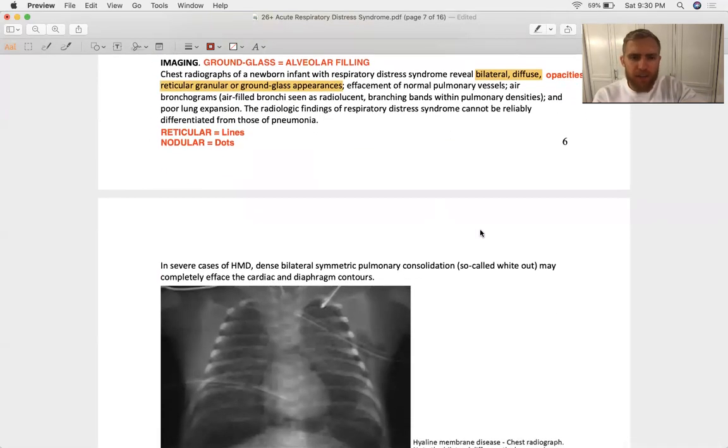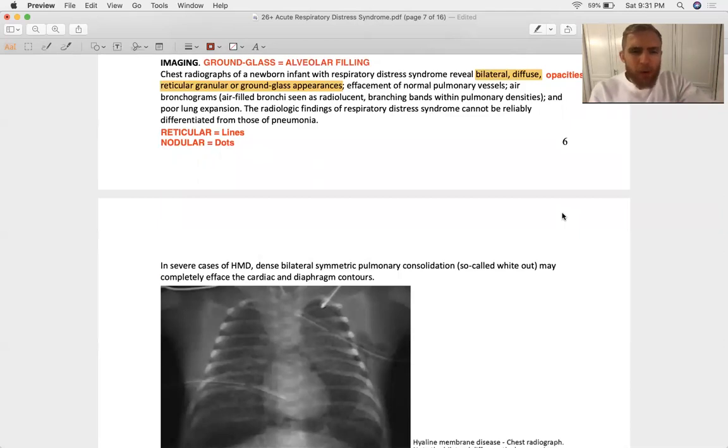What do you see on a chest x-ray or a CT? You see ground glass, grainy, bilateral diffuse opacities. Opaque means impermeable to light. So light hits it and bounces off. That's opaque. The more opaque something is, the less transparent it is. And the ground glass dots represent fluid in the alveoli.